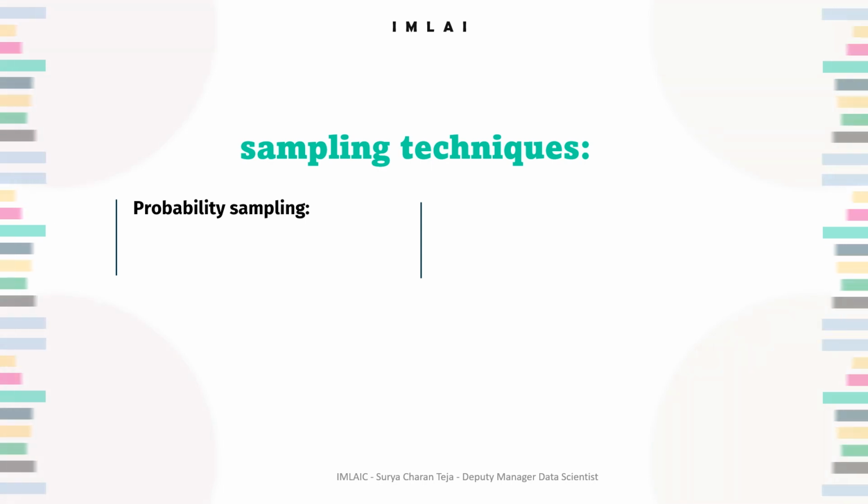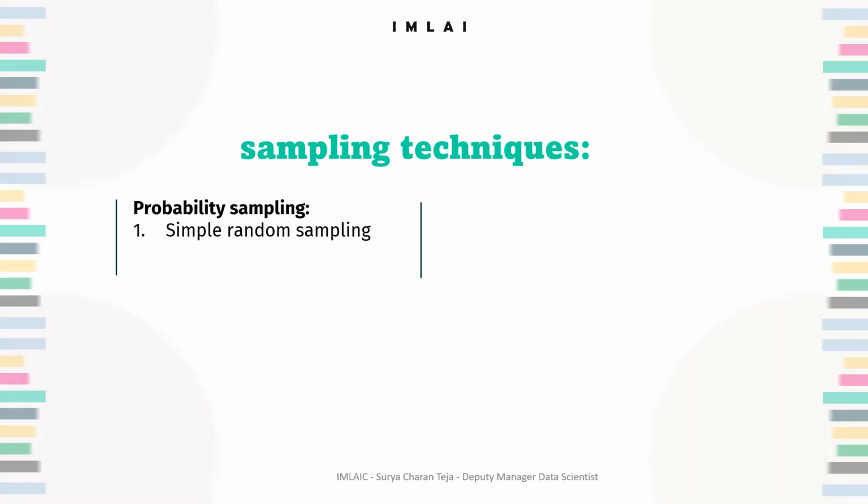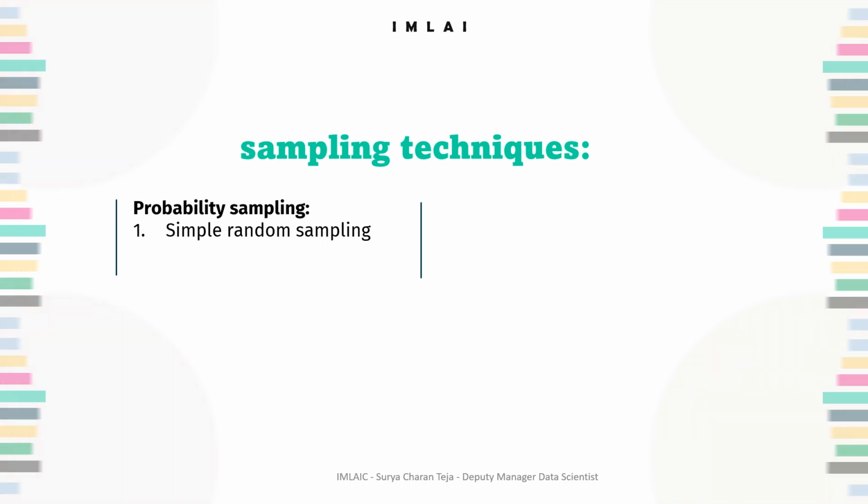Now, what different methods come under probability sampling? The first one is simple random sampling. So what does it mean? Simple random sampling is a basic sampling technique where every individual in the population has an equal chance of being selected for the sample. So note down that equal chance of being selected for the sample. It involves selecting individuals at random without any restrictions or bias.